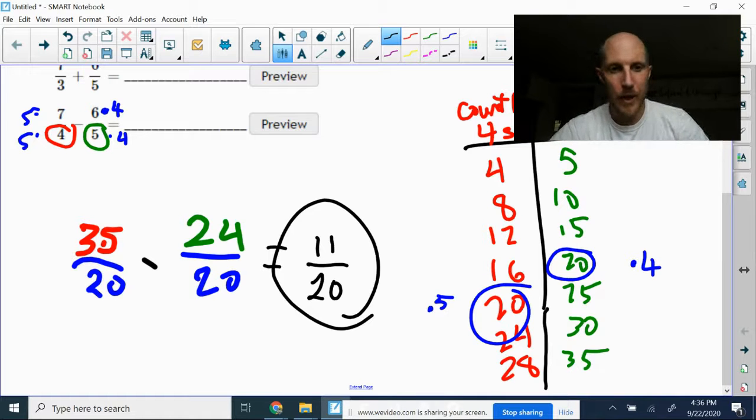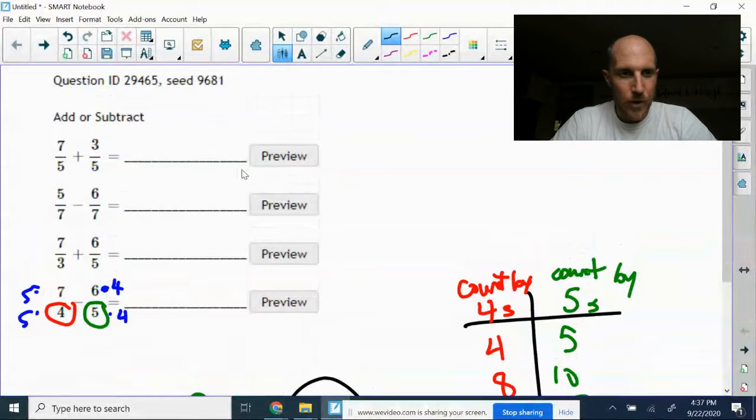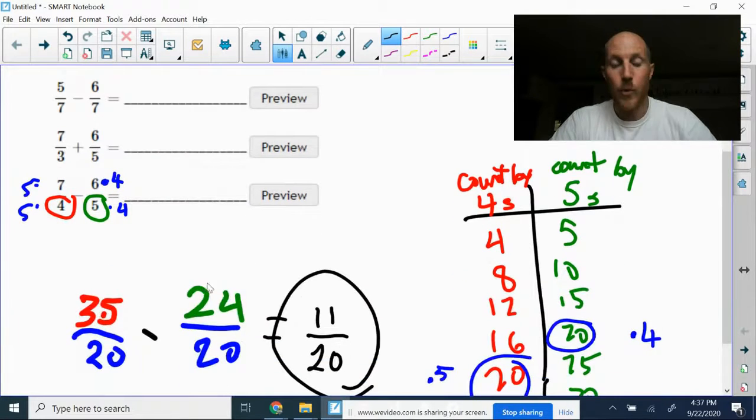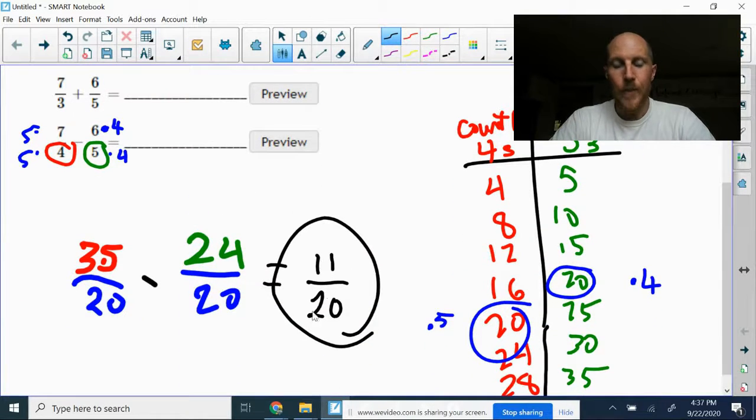The question asked me, if we scroll up, I'm pretty sure I got the directions. The directions were to add or subtract. So what I would type in there is 11/20ths. All right, so there we go. It's a method you can use to find a least common denominator.